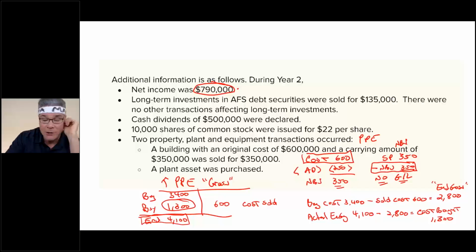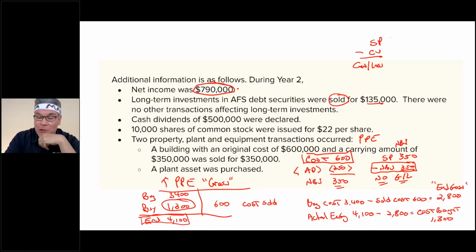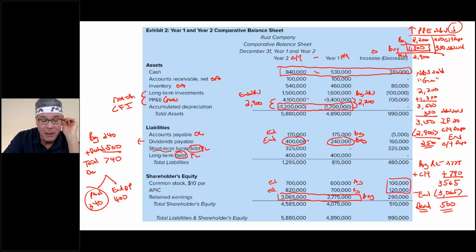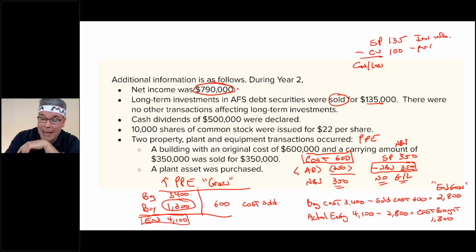Okay, now long-term investments available for sale were sold for 135. Okay, now selling price minus your carrying value, gain or loss. So my selling price, 135. That should be an investing inflow. We know we have to fix that. What was the carrying value? Let's see. Let's go back to the balance sheet. What was the carrying value for that investment? Well, the change in our long-term investments, our change here, was 100,000. So it's got to have a carrying value of 100,000. That is per your balance sheet.